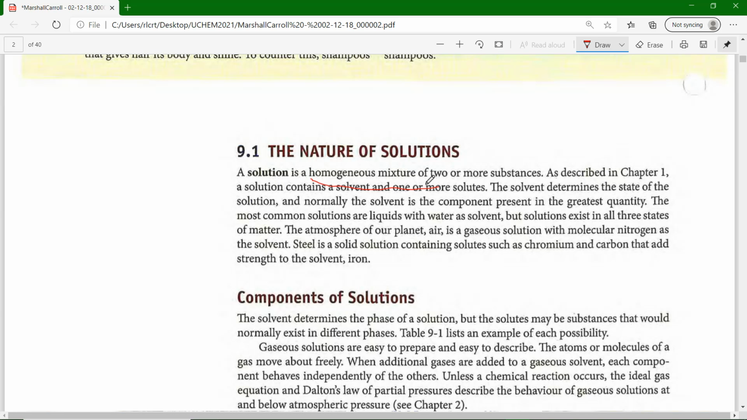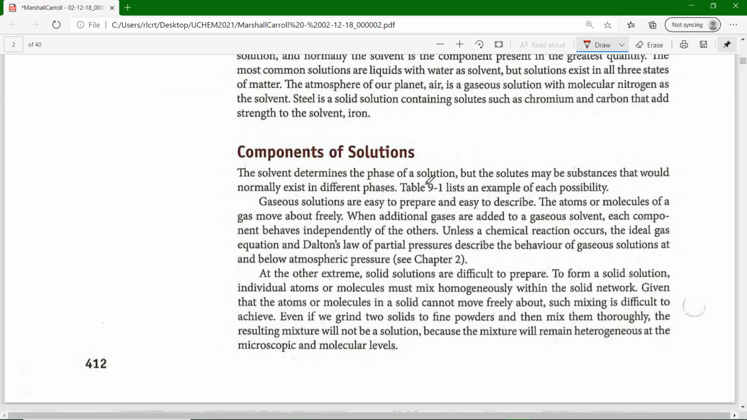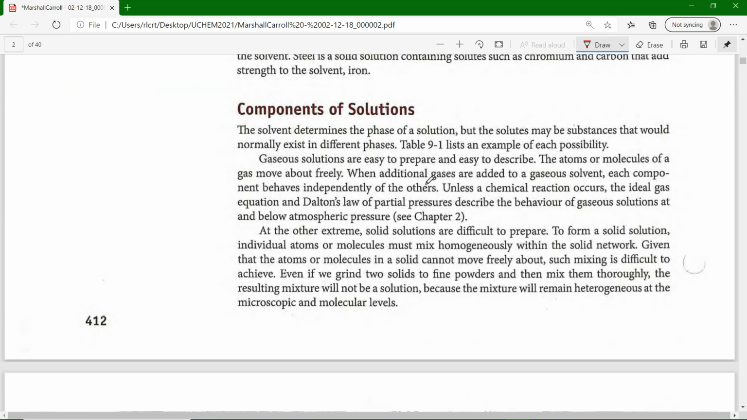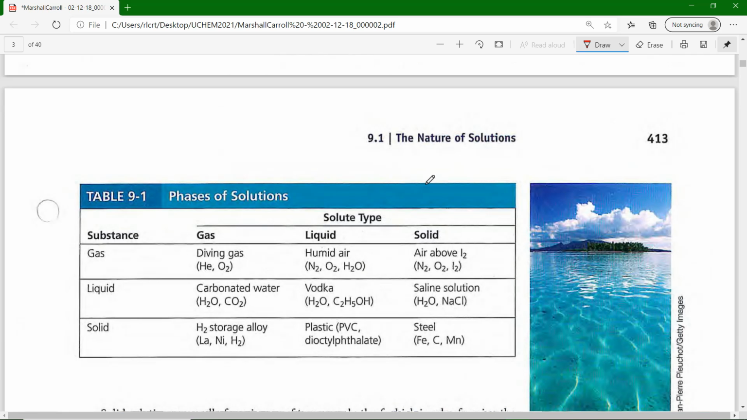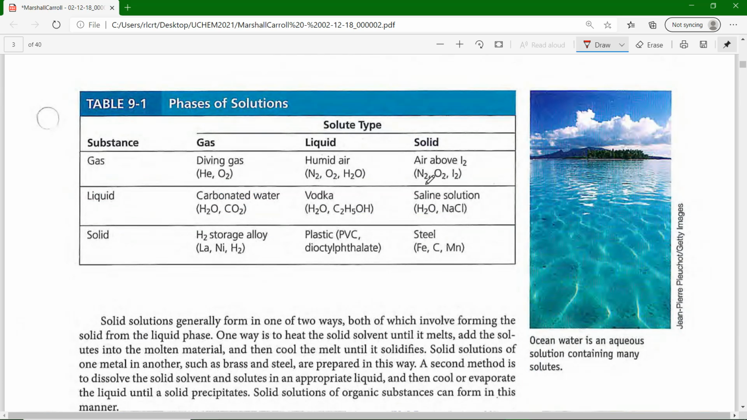So let's take a look at some of these cases. Components: the smaller part in a solution is the solute, the larger part is the solvent, and the solvent determines the phase. And we see some examples. If we have a gas solution, so this is the phase here, then you could have gas dissolved in gas, like helium dissolving in oxygen or air.